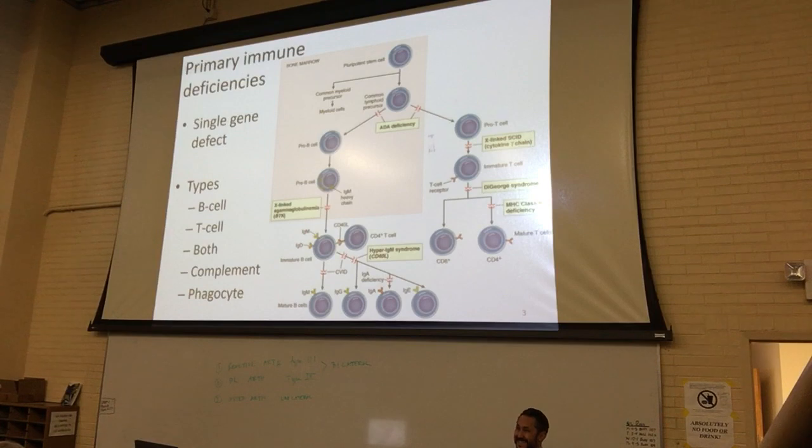Did you know all of that in exactly that detail? Well, maybe not, but you all knew that, right? We knew where the bone marrow was involved, we knew that the thymus was involved, and we knew kind of the lineage of both of those pathways.